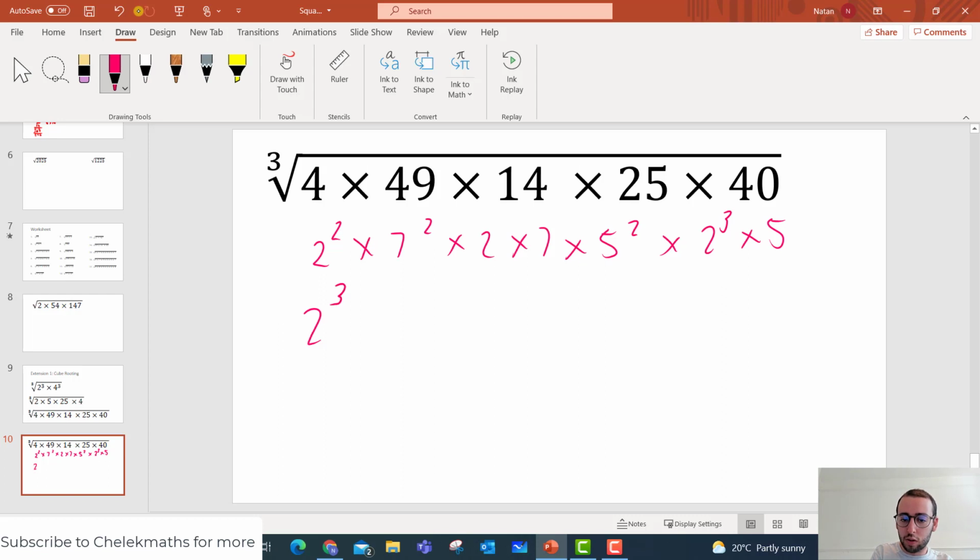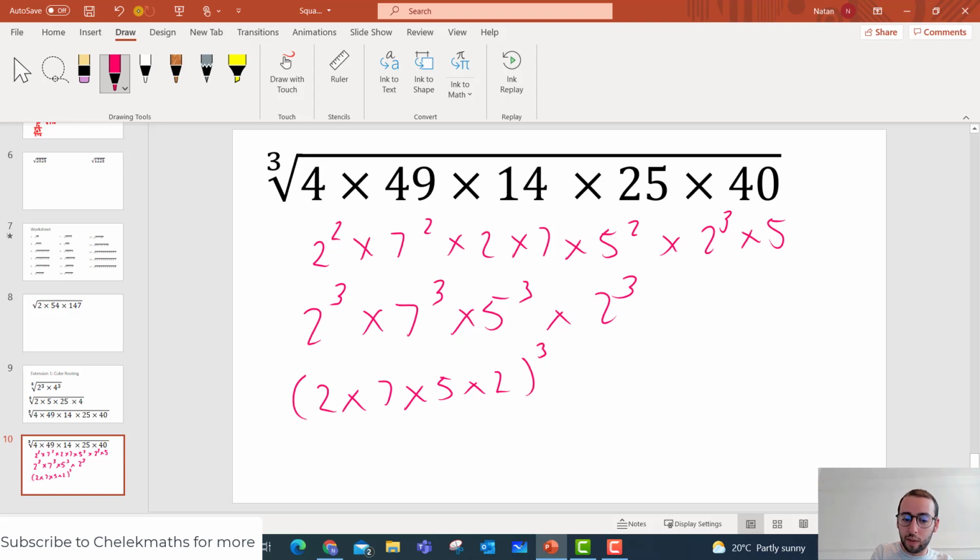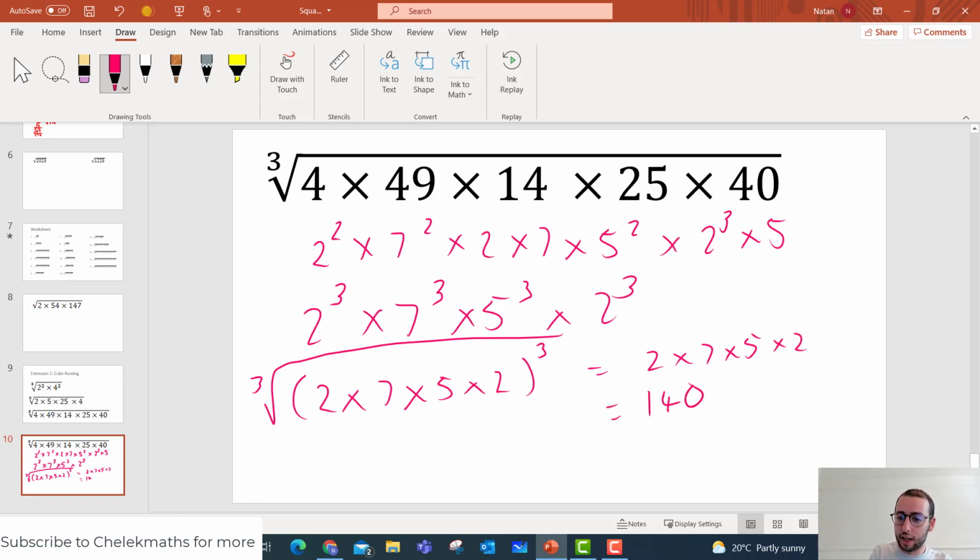We've got 2 cubed times 7 cubed times 5 cubed times 2 cubed, which is 2 times 7 times 5 times 2, all cubed. And now when we cube root this, think how hard this would be to do without this method, which is so cool. It's just 2 times 7 times 5 times 2, which is 10 times 14, which is 140. Now imagine this whole number at the top. Let me just do it on the calculator.